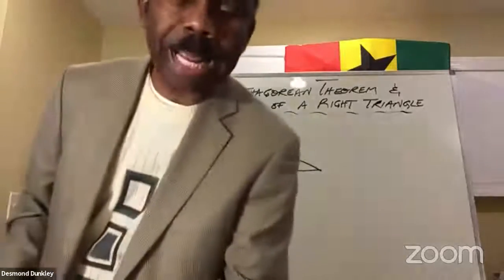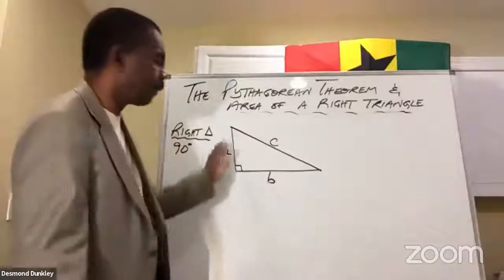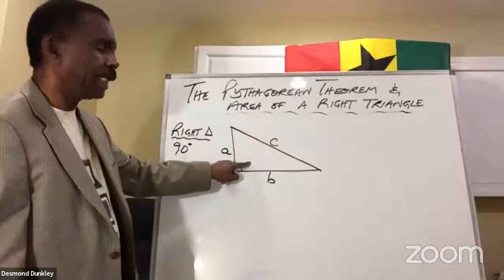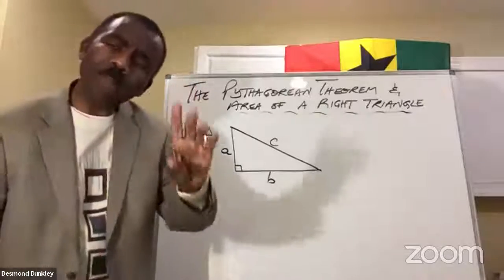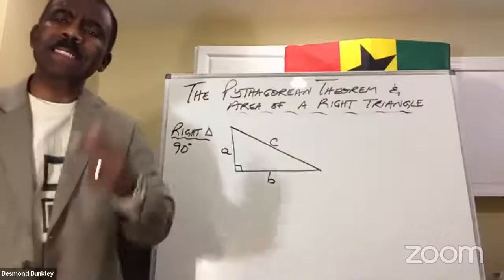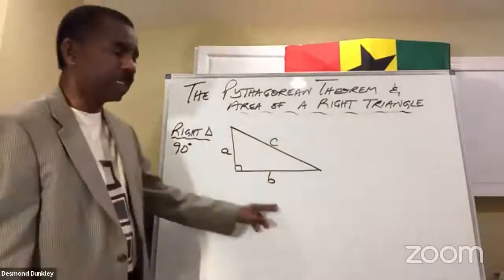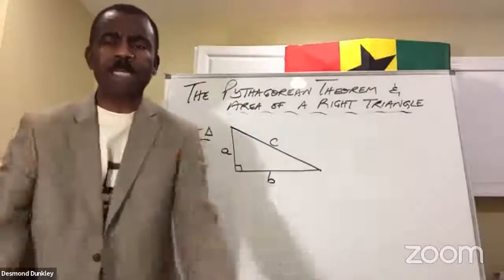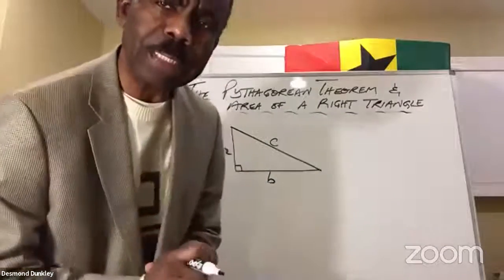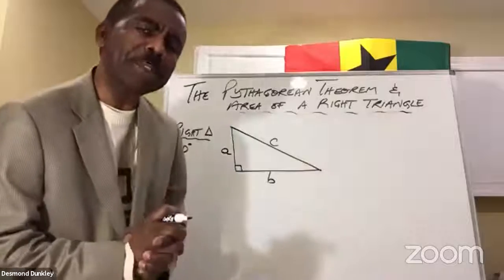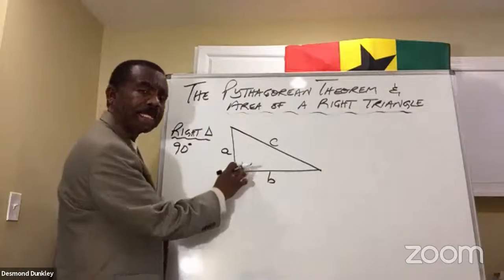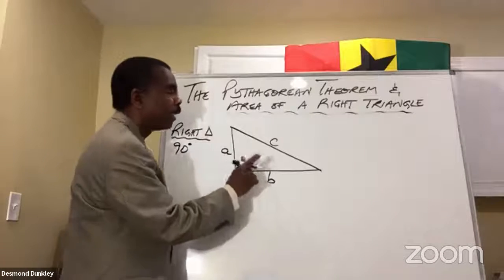In math world, we have a habit of labeling the sides of a triangle. And it's a very common practice. When there's a right triangle, it's a very common practice to always label this side as C and the other two sides as A and B. Very common practice, and there's a reason for it. But before we get into the reason, I want to give you the names of the sides of a right triangle.